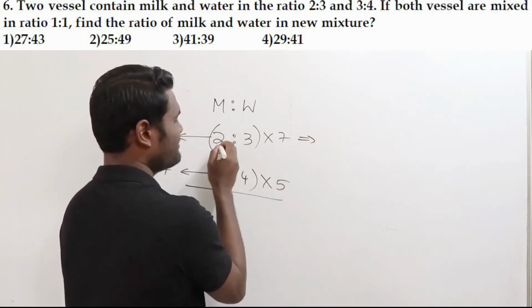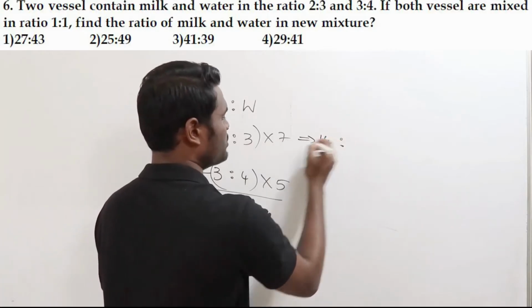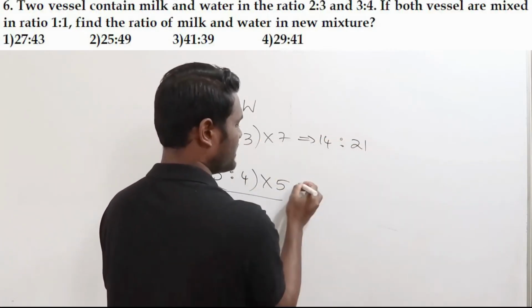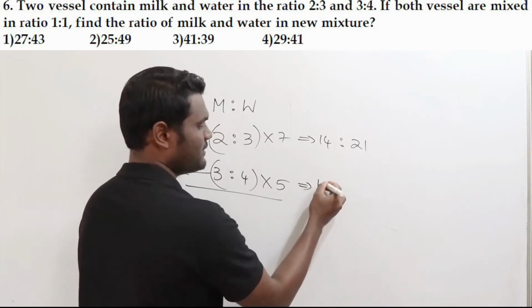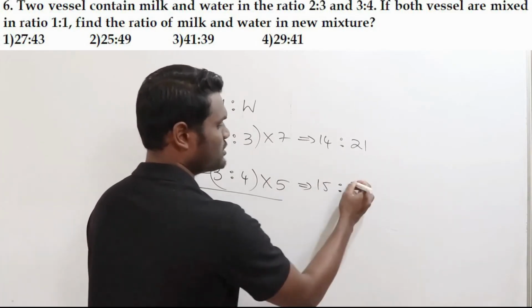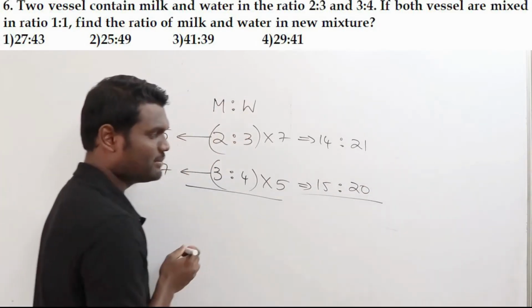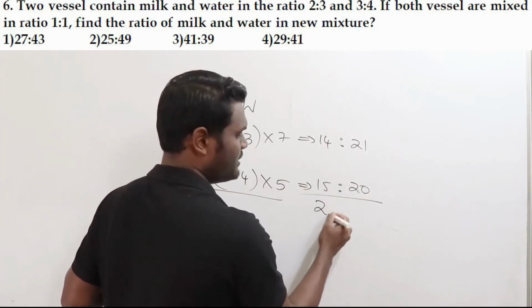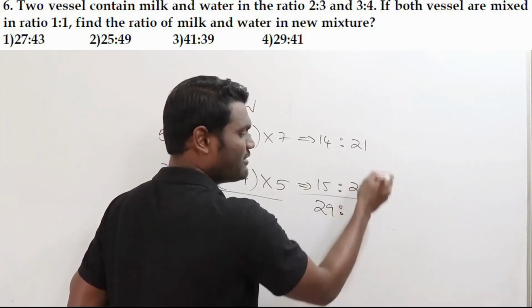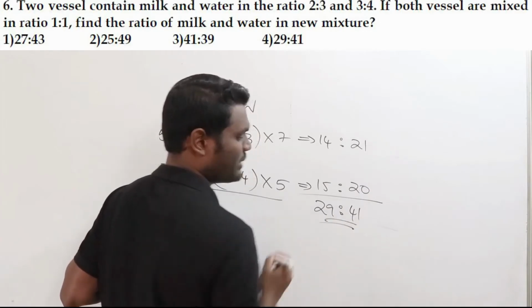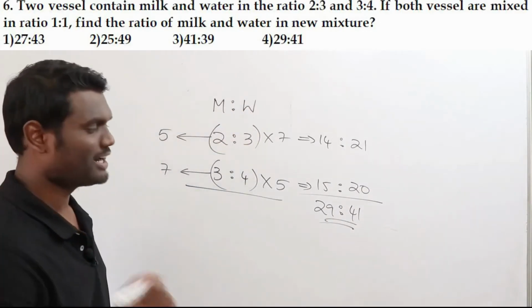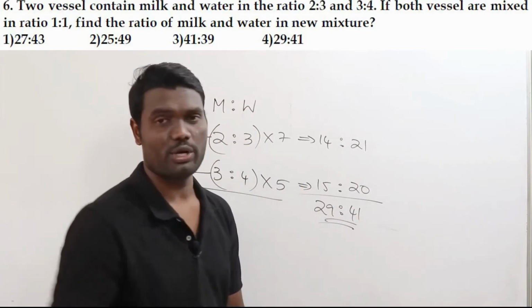So below parts multiplied above, parts multiplied below. Now what happens? 7 into 2, 14 ratio. 7 3s 21. Next 5 3s 15 ratio. 5 4s 20. Now when you add them, 14 plus 15, this will be 29. 21 plus 20, this will be 41. So we can say that the resultant mixture of milk and water ratio is 29:41.